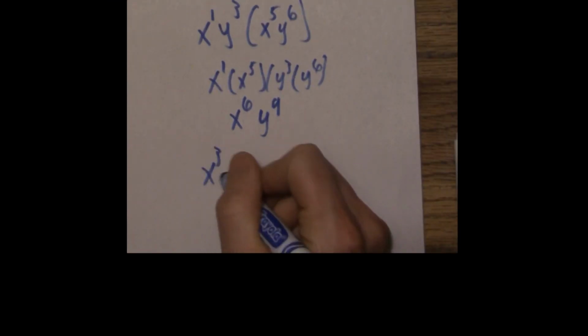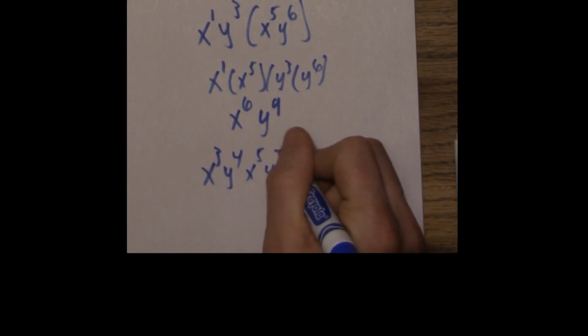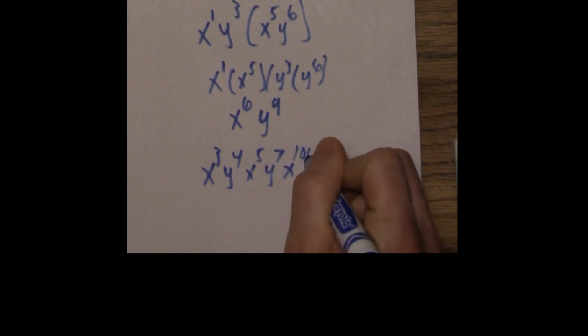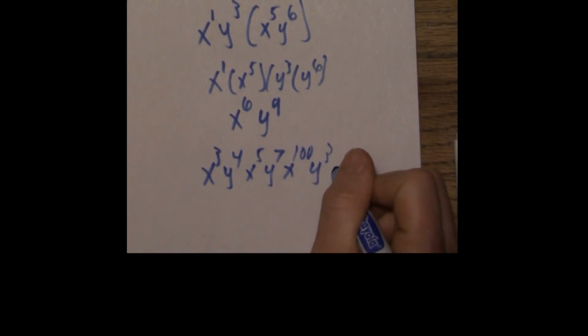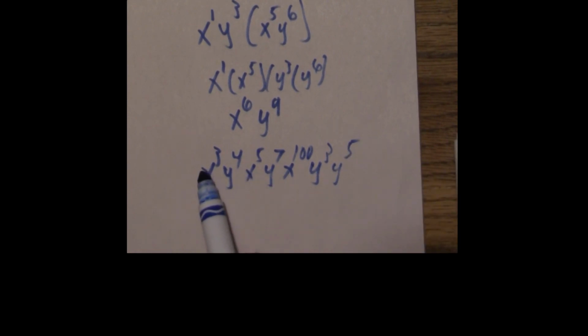So if you had x to the 3rd y to the 4th, x to the 5th, y to the 7th, x to the 100, y to the 3rd, another y to the 5th. If you're going to do it like that, you just say, all right, how many x's are here? Well, there's 3 x's here. How many x's are here? There's 5 x's. So together, this x to the 3rd times x to the 5th would give you x to the 8th. Then you go down the line and you say, oh, there's another x. That's x to the 100th. So if this was x to the 8th, x to the 8th times x to the 100th is going to give you x to the 108.